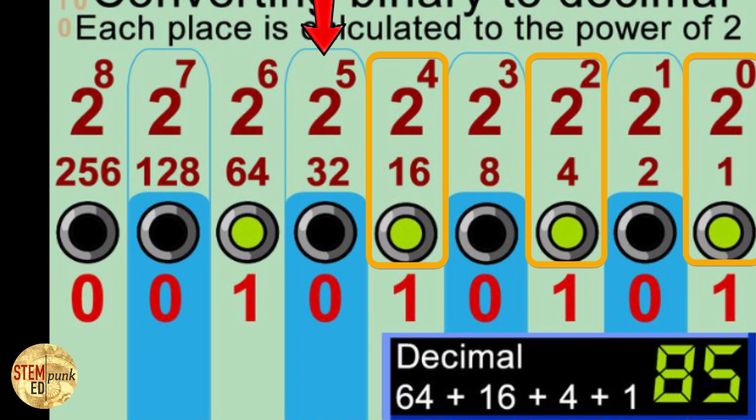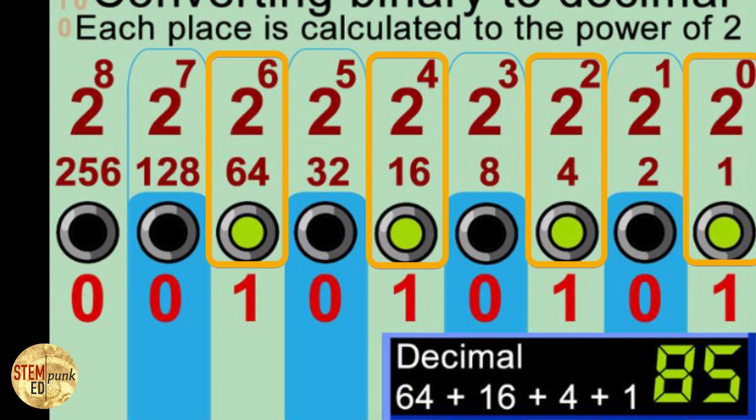The light for 2 to the 5th power is off, so we place a 0 in that place value position and do not add the decimal 32 to our decimal conversion. And lastly, the light for 2 to the 6th power is on, so we place a 1 in that place value position and add the decimal 64 to our decimal conversion. The remainder of the place values are 0.